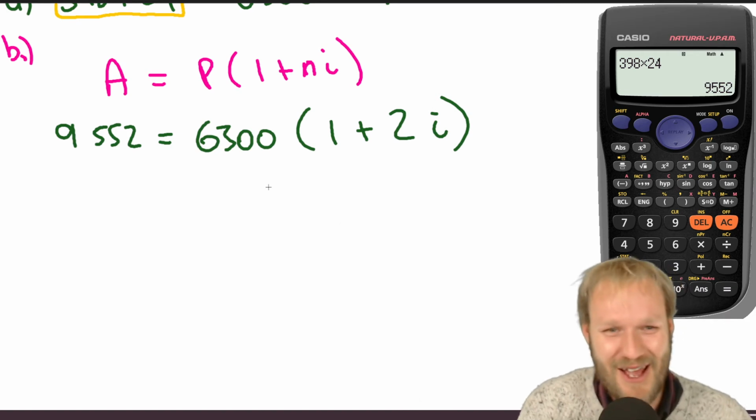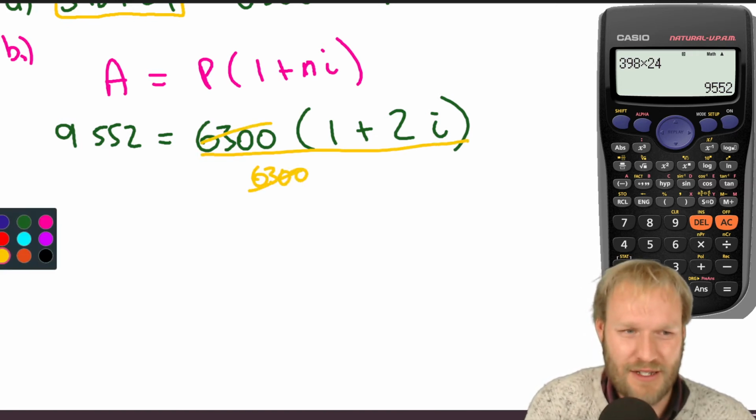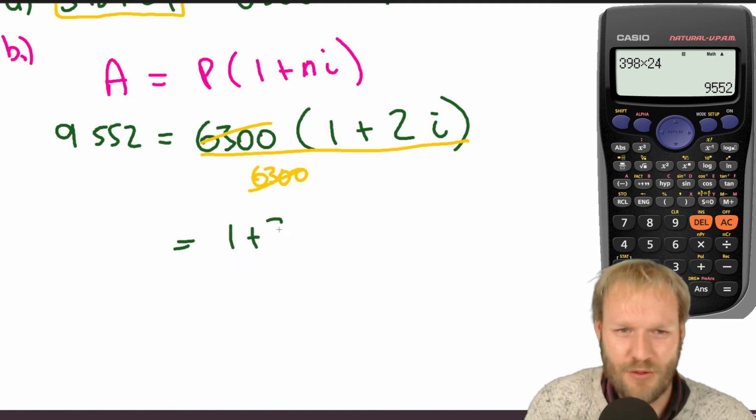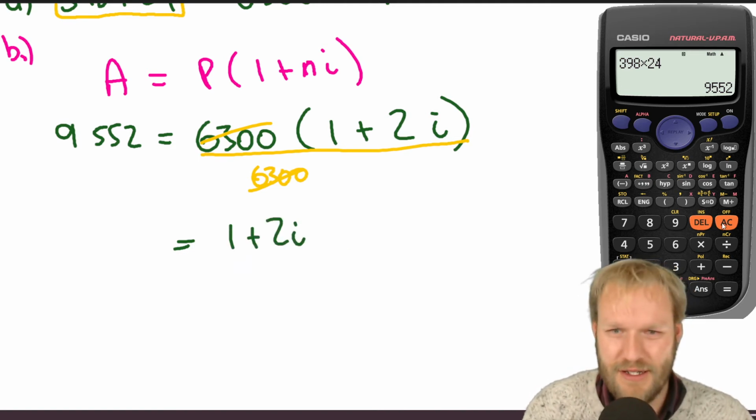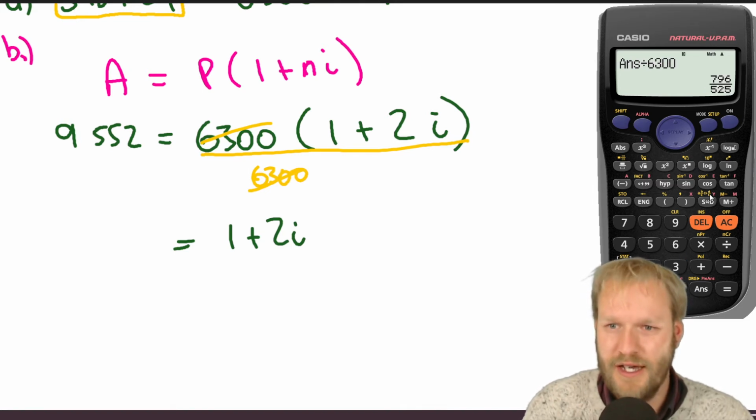Okay, so here's my strategy. I would first want to divide by 6,300 so that cancels, so that I'm just left with 1 plus 2i. What I do to one side, I do to the other. Divided by 6,300, and I get something.